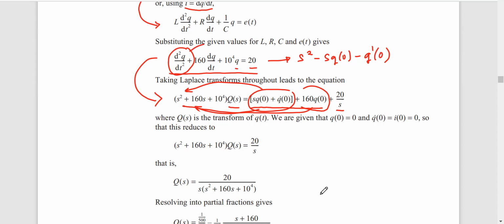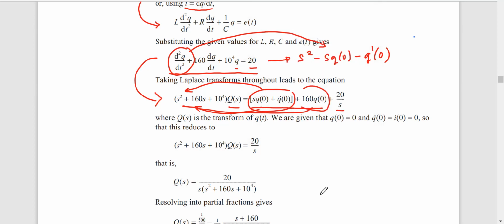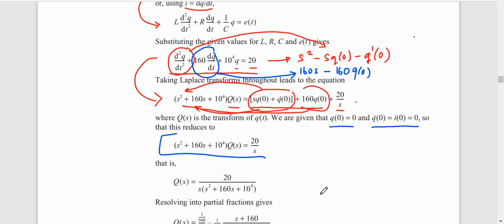Okay, so this is the Laplace transform of this one, and for the second part, the first order one, the differential is 160 s Q(s) minus 160 q(0). Okay, so we can write this one because all the initial values are equal to 0, so we can reduce this equation to these equations.